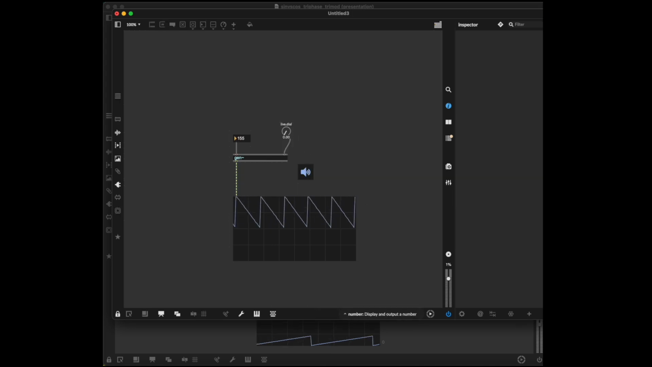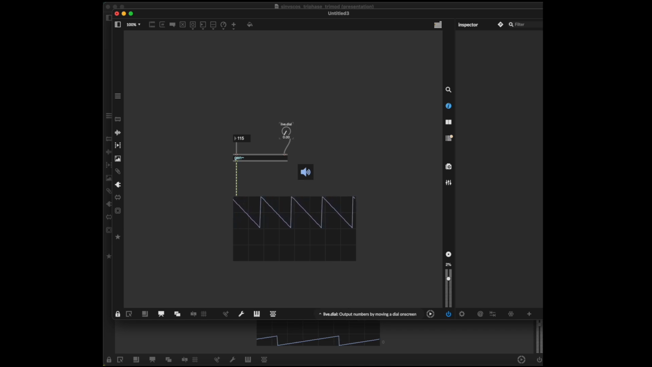Okay, so this one's controlling the frequency. And then this is changing the duty cycle of the triangle wavetable. So it can give you a ramp wave, a triangle wave, or a saw wave, and anywhere in between. And as you can see, it only goes from 0 to 1.